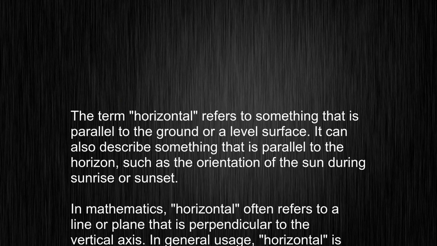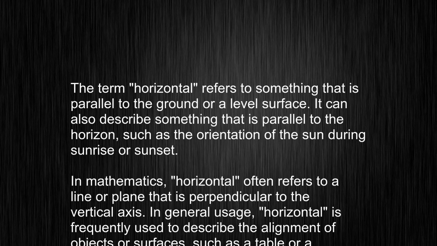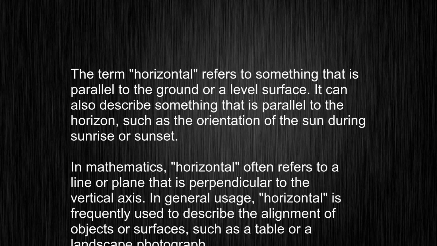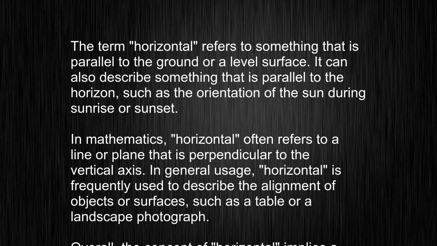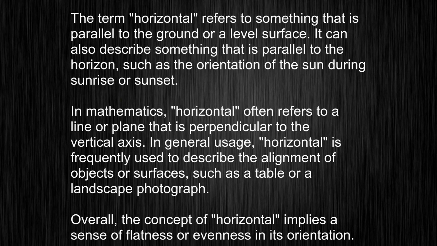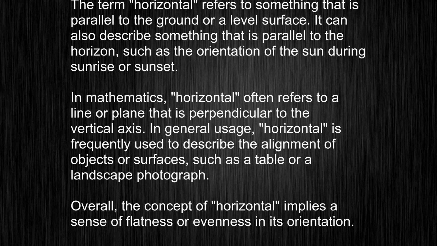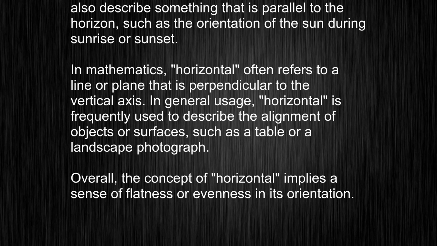The term horizontal refers to something that is parallel to the ground or a level surface. It can also describe something that is parallel to the horizon, such as the orientation of the sun during sunrise or sunset. In mathematics, horizontal often refers to a line or plane that is perpendicular to the vertical axis. In general usage, horizontal is frequently used to describe the alignment of objects or surfaces, such as a table or a landscape photograph. Overall, the concept of horizontal implies a sense of flatness or evenness in its orientation.